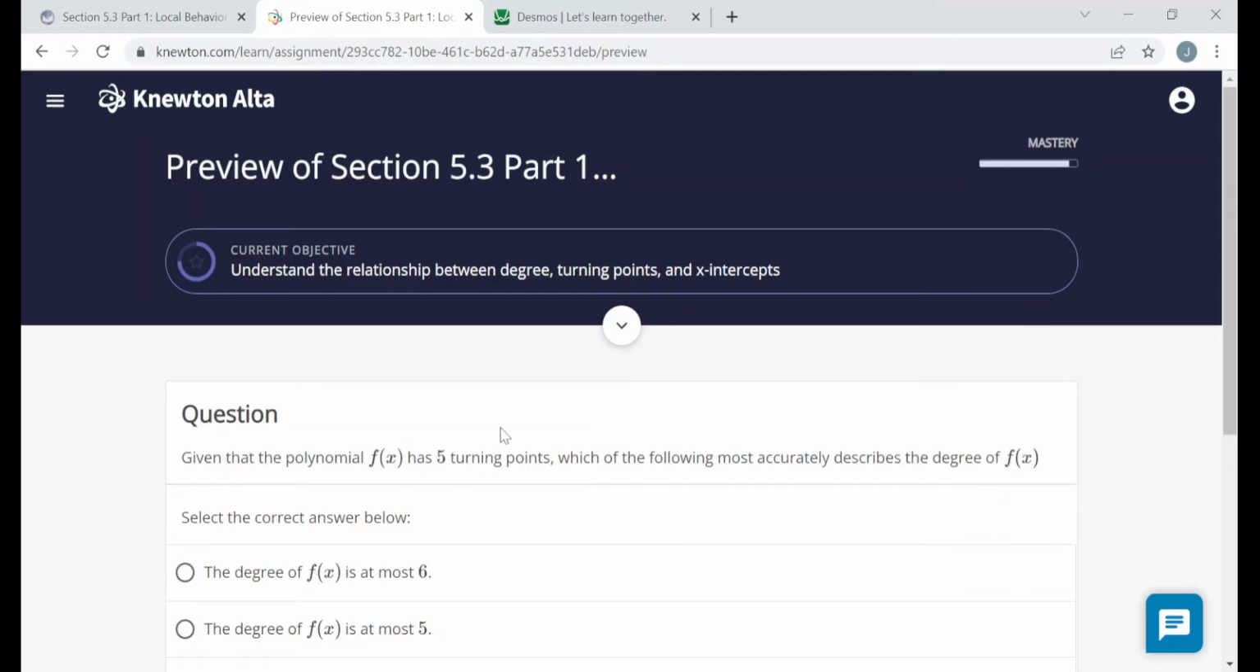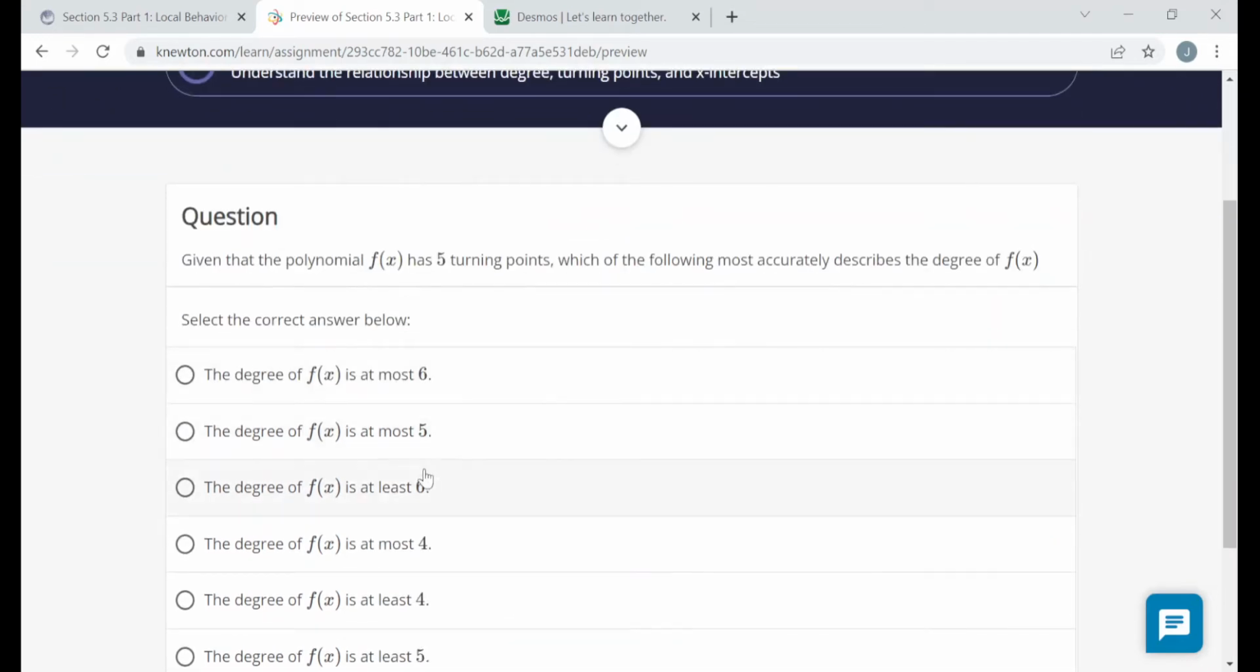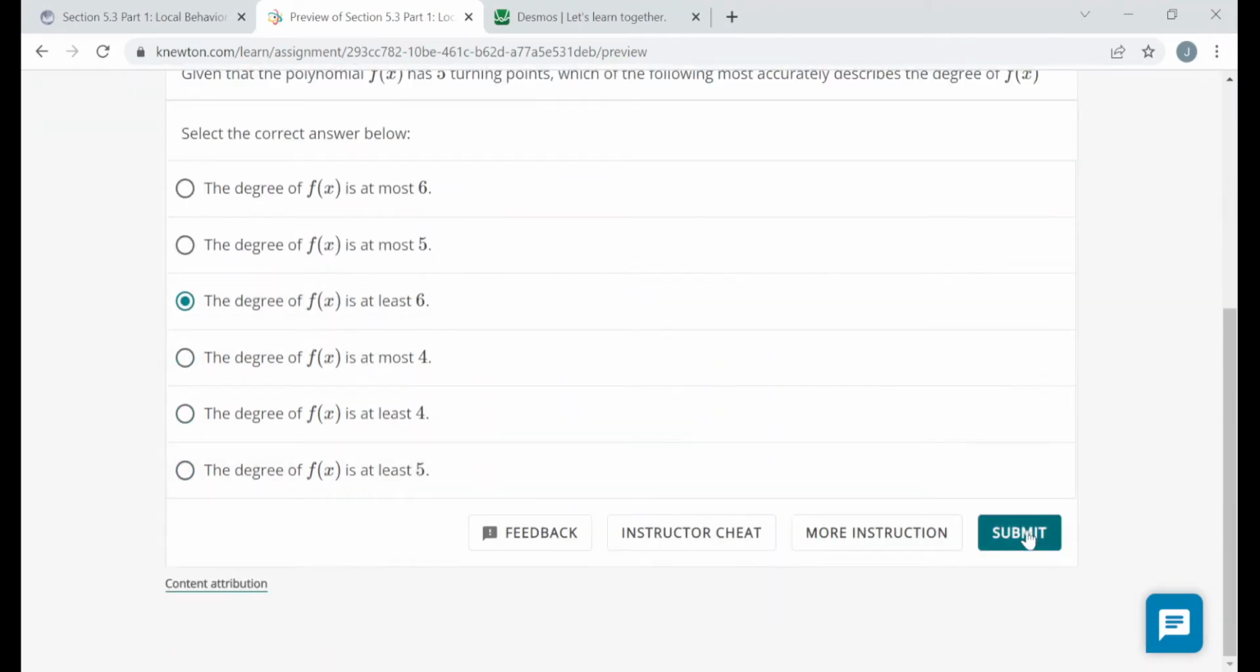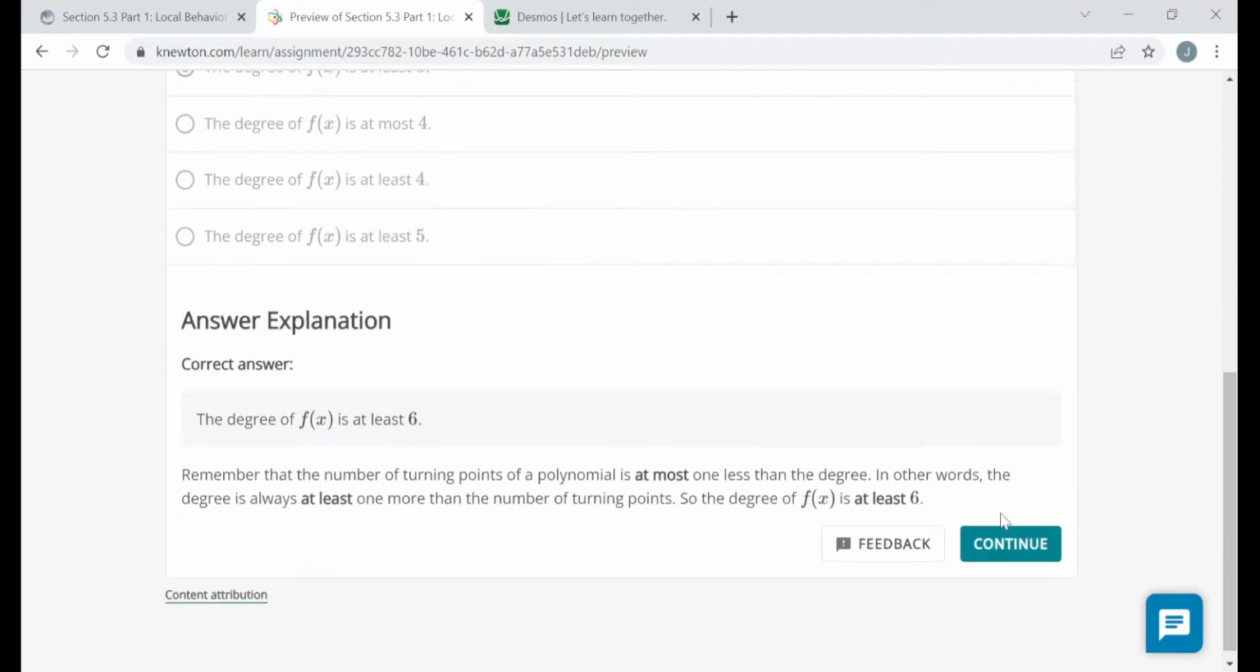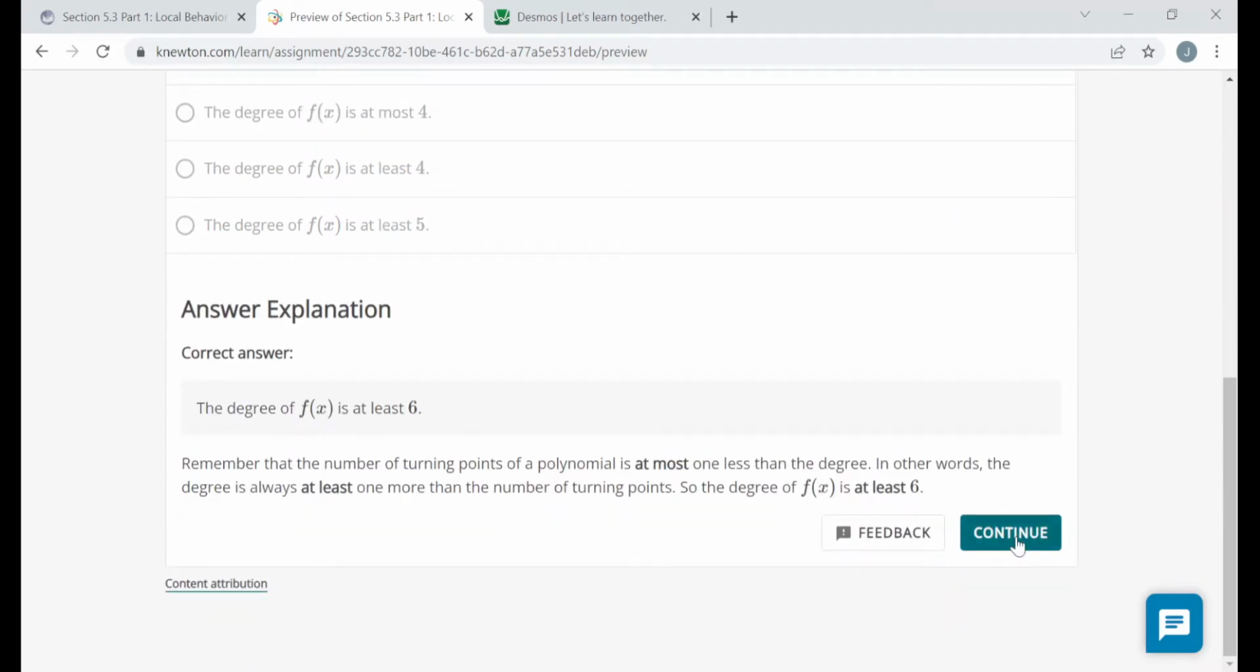It could be degree 6 or 7 or 8 or 9 or 10 or whatever. All those could have 5 turning points. But it can't be degree 5, 4, 3, 2, 1, or 0. So it has to be degree 6 or more, at least 6. So that's the statement I just highlighted there. And great. Again, pretty easy, quick concept in my opinion, but hopefully those are simple.